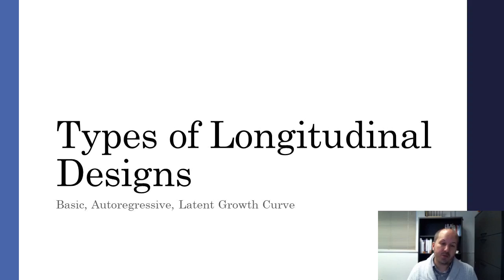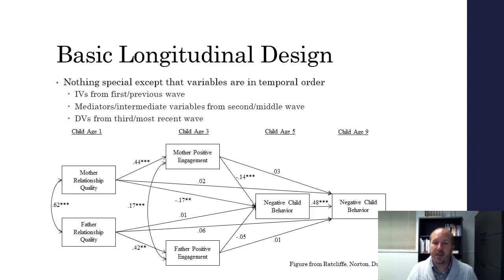And then latent growth curve we're going to save for the second set of lectures in this module series. So basic longitudinal designs are just where you're doing any kind of SEM, but you actually have temporal sequencing. So this is any kind of structural equation modeling that we've talked about thus far, whether you're doing multiple sample, dyadic, path analysis, whatever it may be, and you're just making sure that the variables in your model have temporal sequencing in them through longitudinal design.